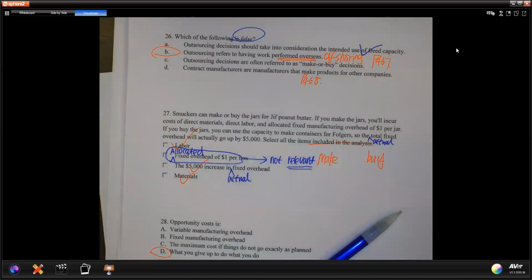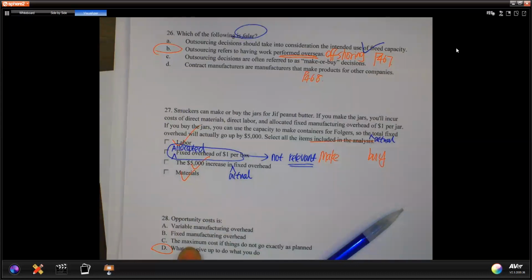Last one, question 28, talking about opportunity cost. Nothing too much: if I want to get Starbucks, I have to give up McDonald's. The McDonald's is my opportunity cost. It's what you give up to get what you get.